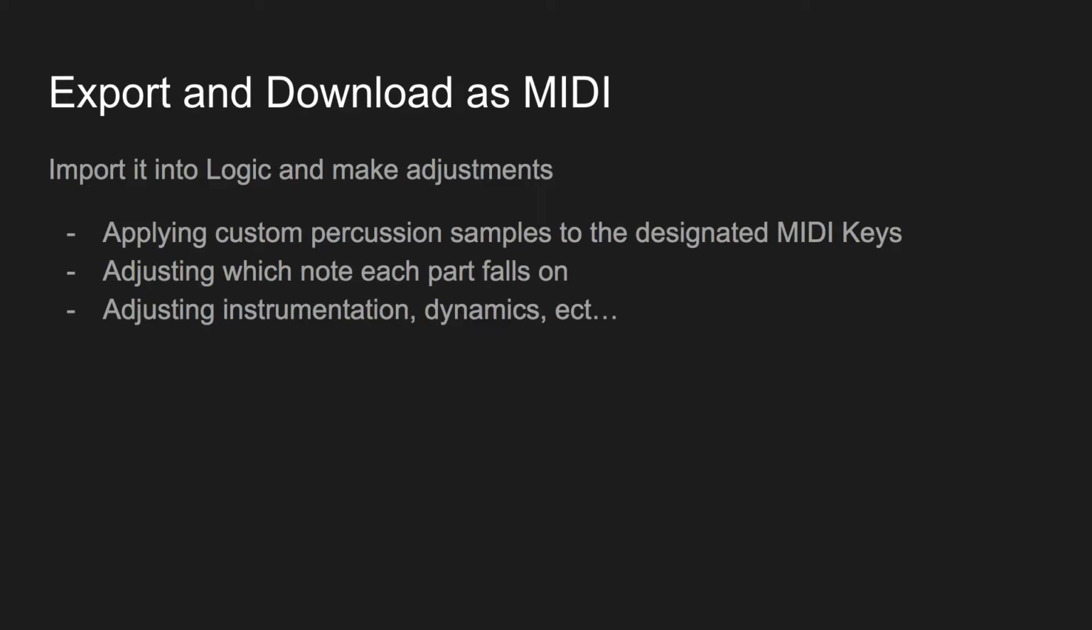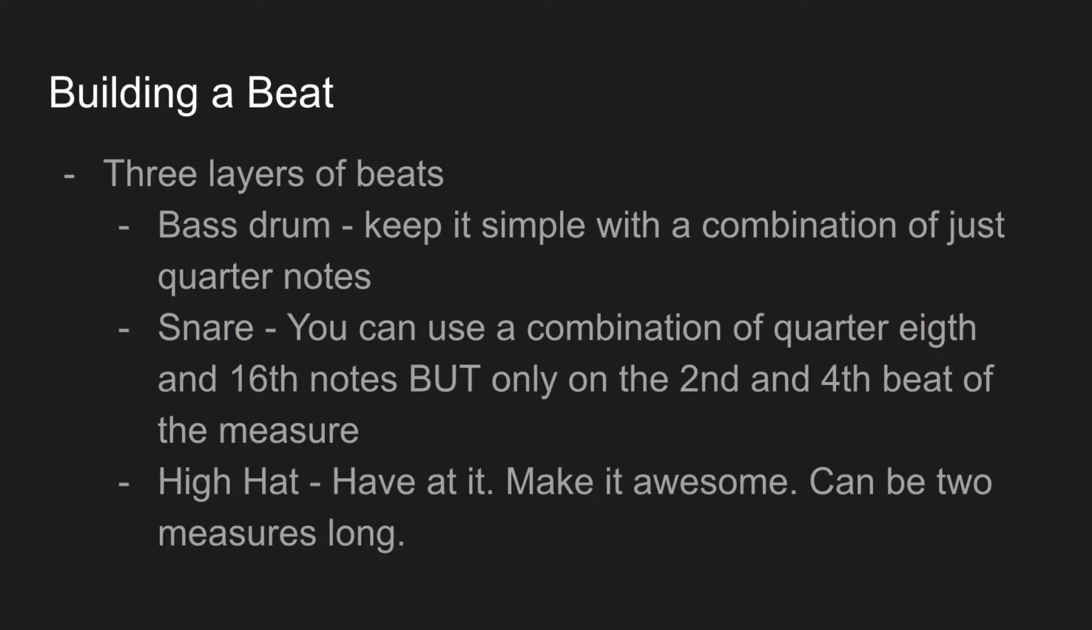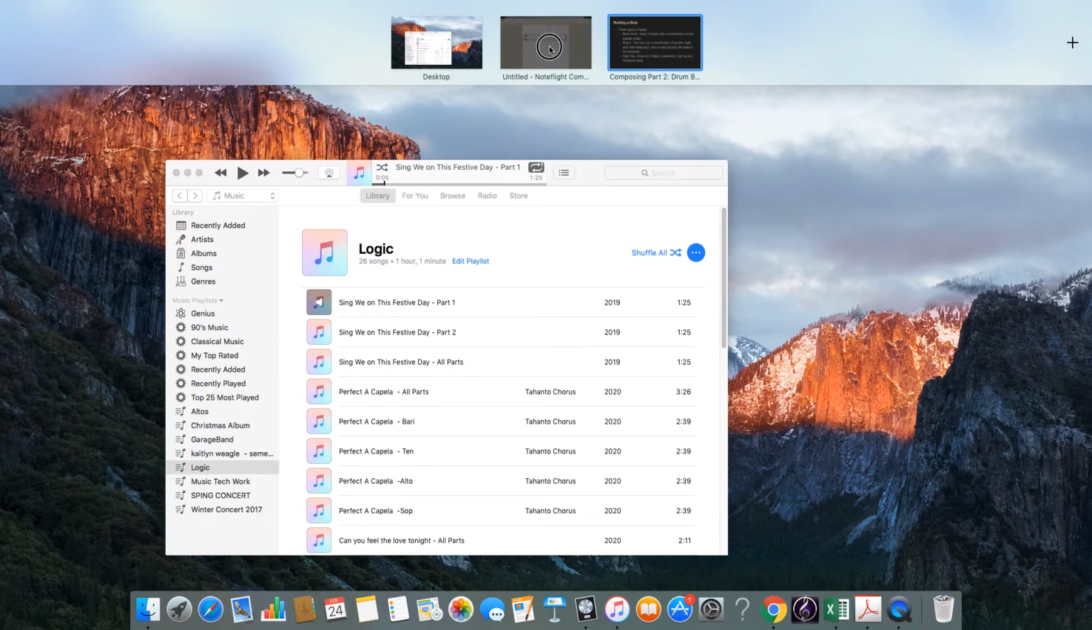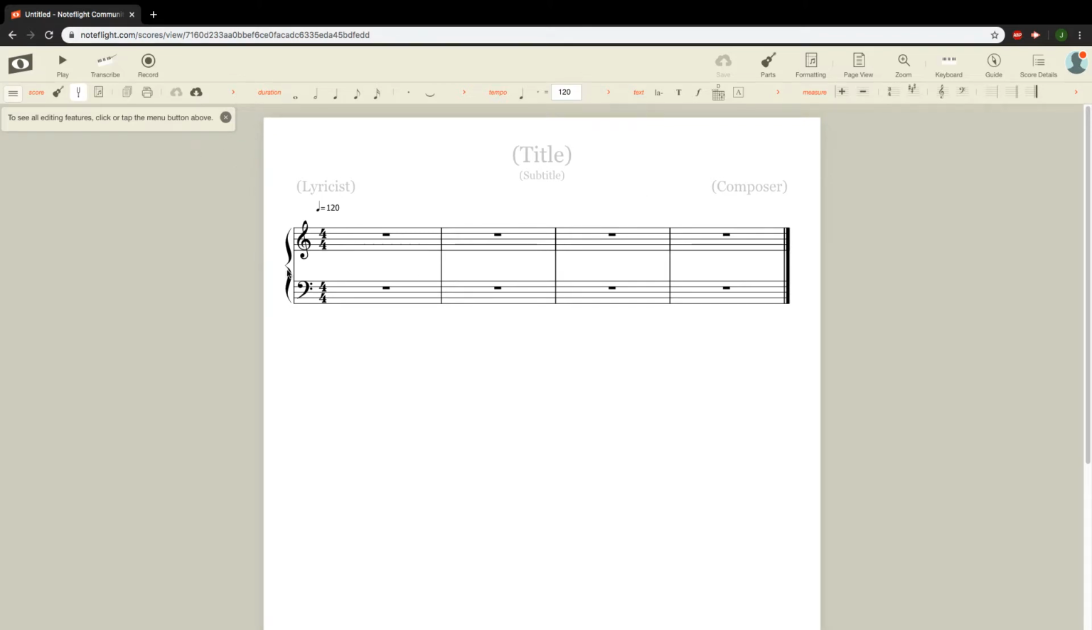So how do we build it? Well, let's dive into it. Let's go right into NoteFlight. So NoteFlight, when you create a new score, which is what I would like for you to do, you're going to come up with this. It's going to default with the piano. And we don't need the piano.